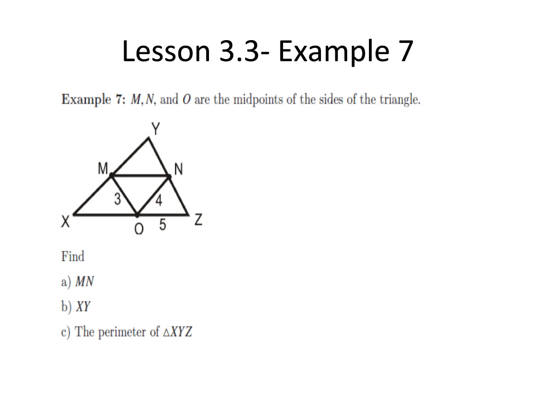Example 7. M, N, and O are the midpoints of the sides of the triangle. Find A. The distance of line MN. B. The distance of line XY. C. The perimeter of triangle XYZ.